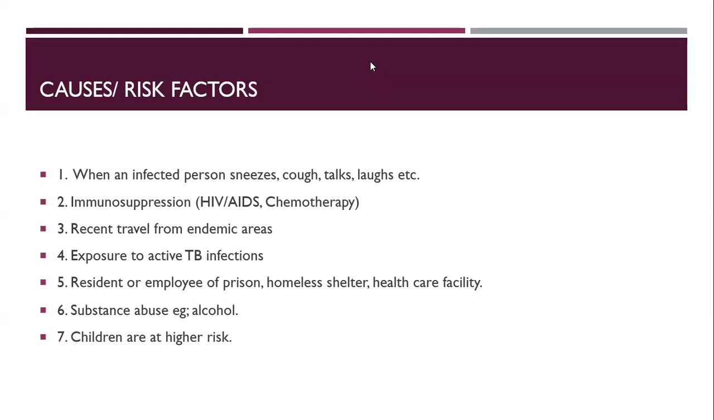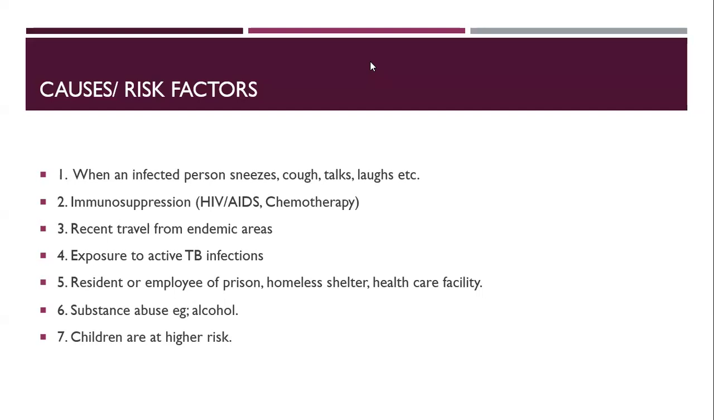Four, exposure to active TB infections. If you expose yourself to TB infections, that too can put you at risk. Then five, resident or employee of a prison, homeless shelter, and healthcare facility. As I was saying, if you are at the OPD, you stand a higher chance. If you are a prison officer, or you look after a homeless shelter, those people sleep around, they move everywhere, and they are admitted or transferred to the shelter. They come with a lot of diseases, so if you are not careful, they can transfer it to you.